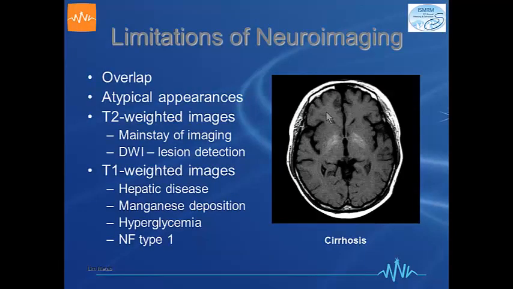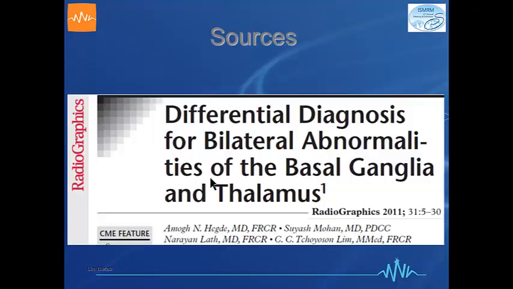And the limitations of neuroimaging, of course, is that I've showed you all the typical barn door textbook type cases. There are always going to be overlaps, atypical features, and although T2-weighted MR images are the mainstay of imaging, sometimes we need T1-weighted MR image to help us find some of these metabolic abnormalities. And DWI is really good for lesion detection, especially the case I showed you of maple syrup urine disease.